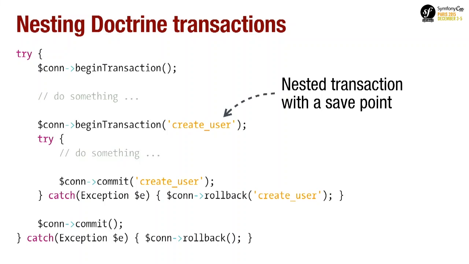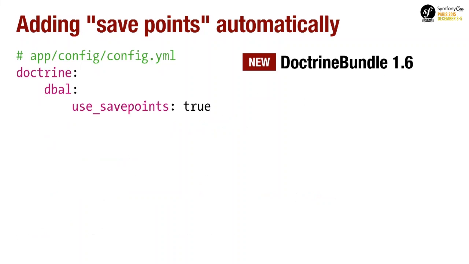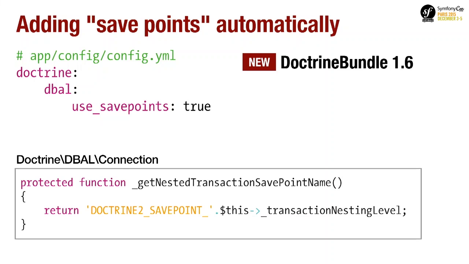Well, the latest Doctrine Bundle has a new option called use_savepoints. By default, it's false. But if you set it to true, Doctrine creates those savepoints for nested transactions automatically. This is the name that it assigns. And if you like savepoints, now you can get them for free. I mean, they are created automatically.